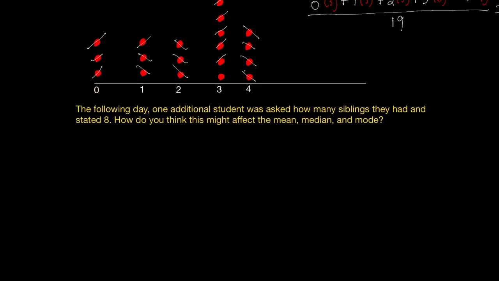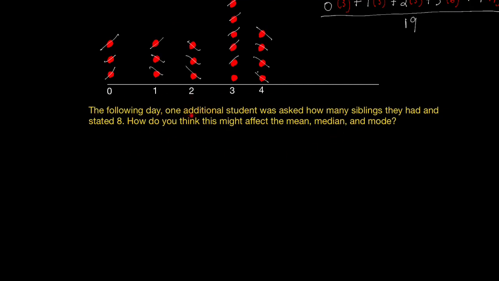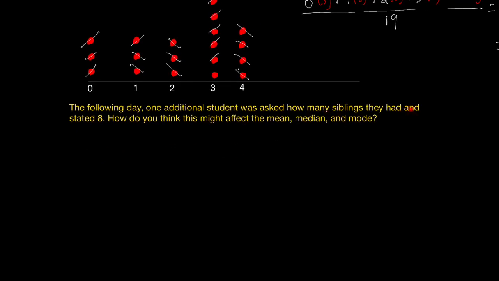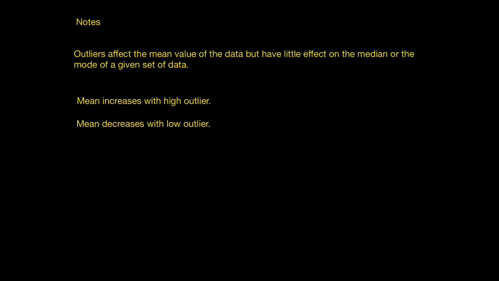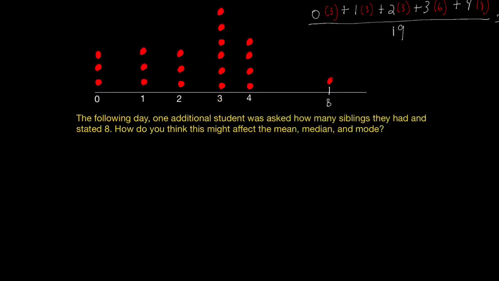Now we're going to take into consideration this part. The following day, one additional student was asked how many siblings they had, and he or she stated 8. How do you think this might affect the mean, median, and mode? So the 8 is going to be way out here, and we're going to add another circle right there. That's one student that said they had 8 siblings. Now, according to our notes, since we're adding a high outlier here, we should expect the mean to increase, so let's record that. And now let's verify this.